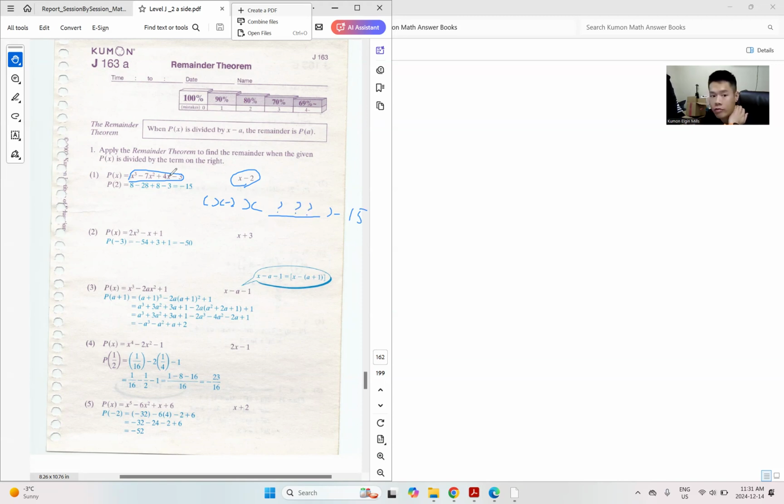I can always do the long division using x to the power of 3 minus 7x squared plus 4x minus 3 divided by x minus 2, right? I can always get an expression over here. In your case, you got x squared minus 5x minus 6, right? So which means this equation multiplied by x minus 2, minus 15, is equal to x to the power of 3 minus 7x squared plus 4x minus 3.